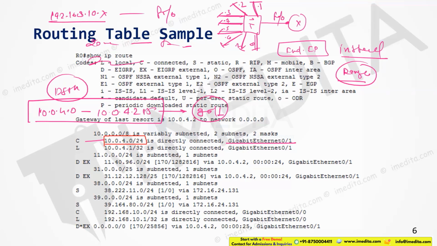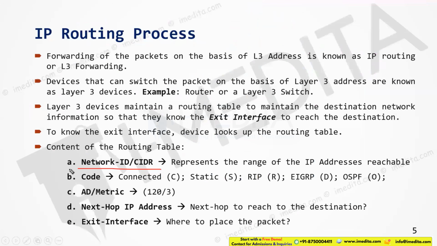Routers don't need to maintain the individual IP information in the routing table when they can simply maintain a range: if you want to go to this range, exit out of this interface or that. And that's what actually happens. This network ID and mask that you see represents the range of IP addresses that is reachable.